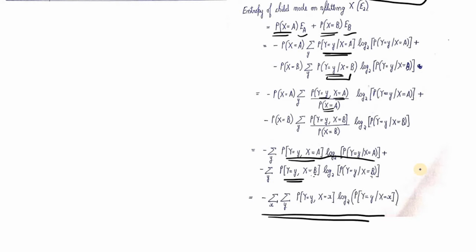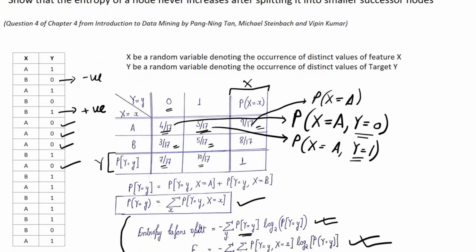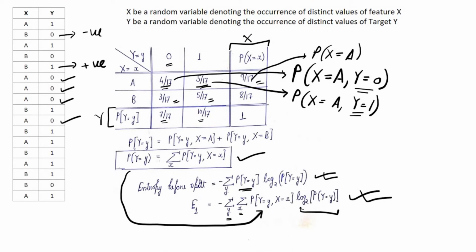Now we were able to find out the entropy corresponding to the child node, and we were able to find out the entropy corresponding to the parent node as well. Now let's take a break and review what all things we have done till now before we proceed further. So we needed to prove this assertion that the entropy of a node will never increase after splitting it into smaller successor nodes. So this could be done by first finding the entropy of the parent node, or the entropy before performing a split. This is exactly what we did over here.